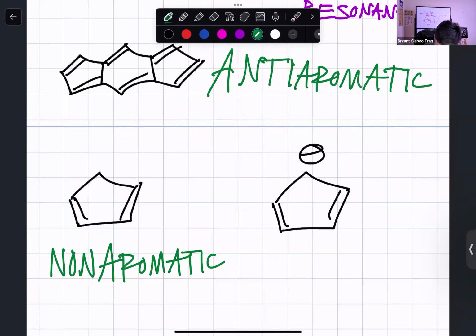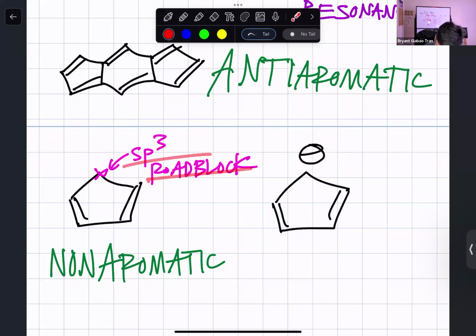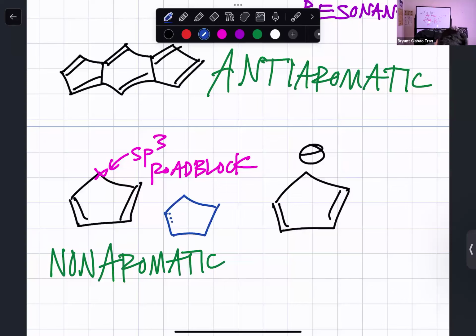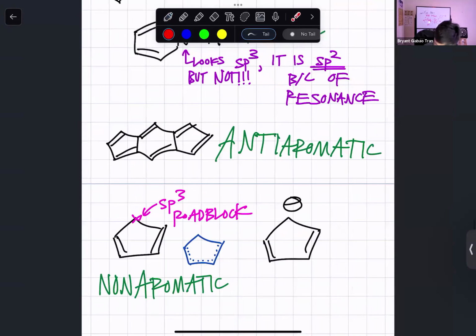And that's because of this sp3 roadblock, right? Since there's no full conjugation in this structure, it can only do resonance between these four atoms. So if I draw out the resonance hybrid of that structure, the electrons are only going to be between those four atoms right there, right? It's not going to go up here, so it's not fully conjugated.